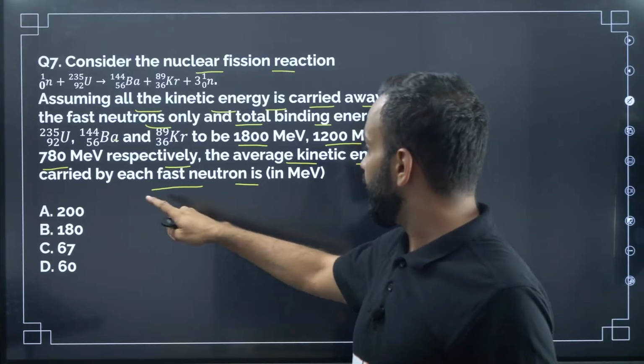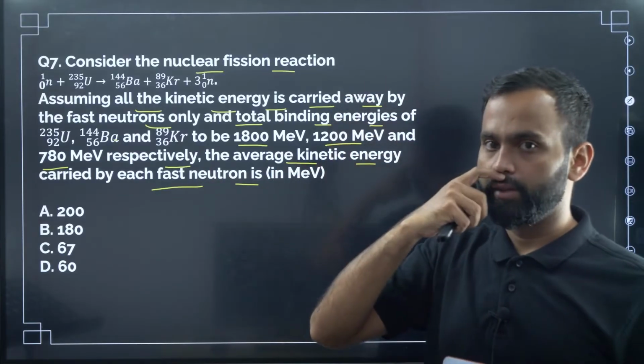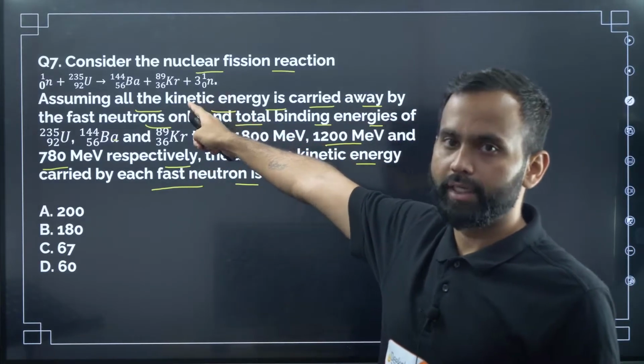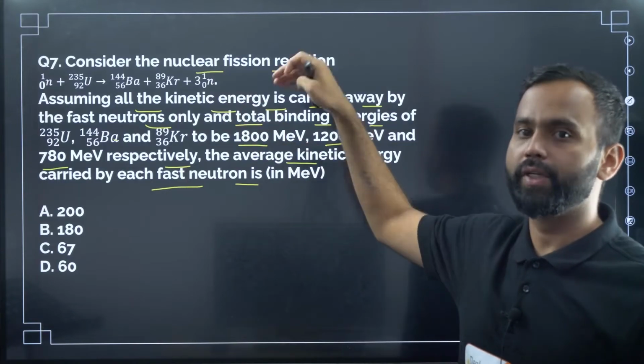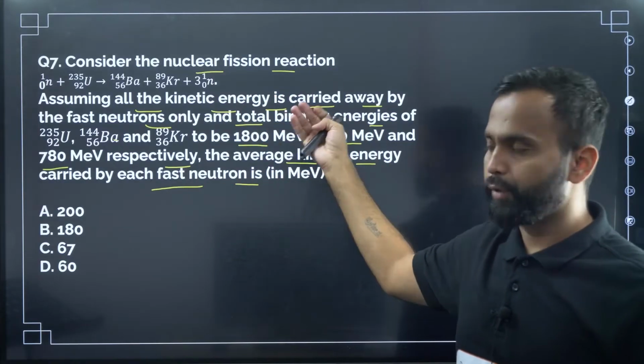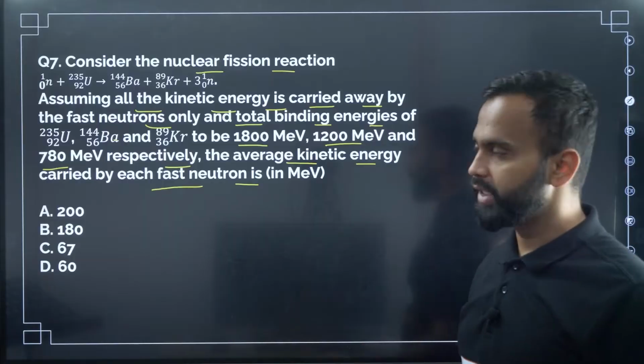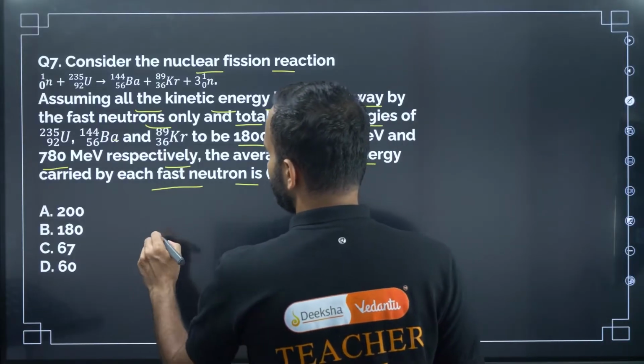So they are asking for the average kinetic energy carried by the fast neutron. There are 3 fast neutrons, so we need to find the average kinetic energy. Find the Q value and then divide it by 3, that's it. So what is the Q value?